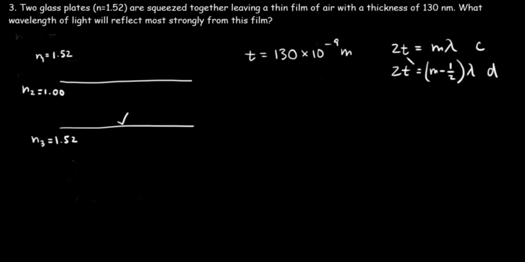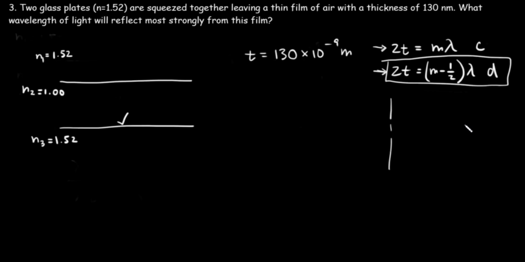So in that case, we're not going to use this formula because it is constructive, since it's saying which one will reflect most strongly, implying that you can see the light. But we're not going to use this formula because there is one phase shift, which means we're going to have to use this since it's reversed. This is going to be the equation for constructive. Now it's saying what wavelength of light will reflect most strongly from this film.